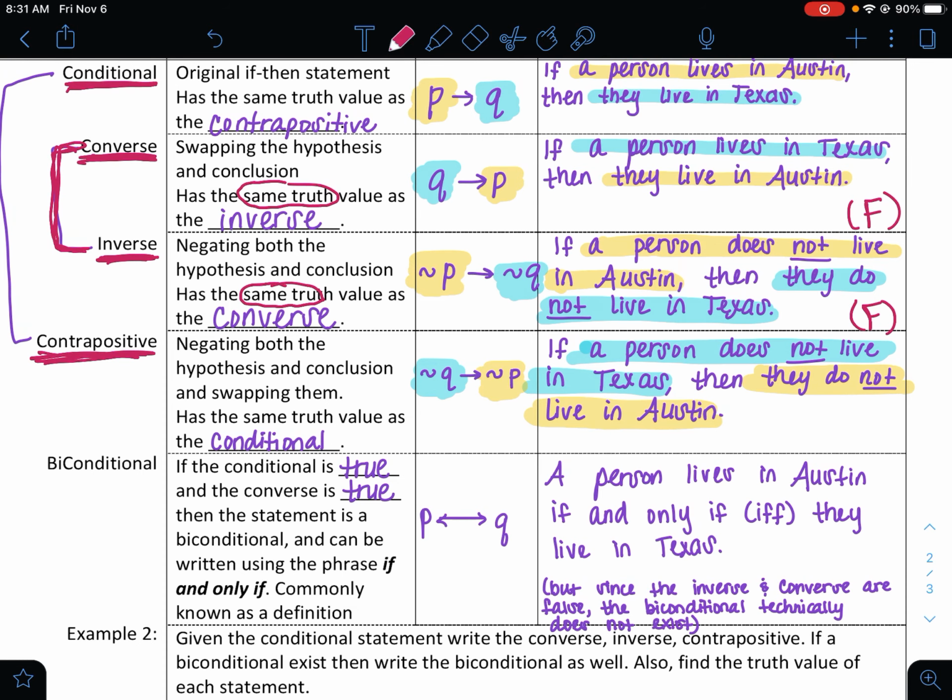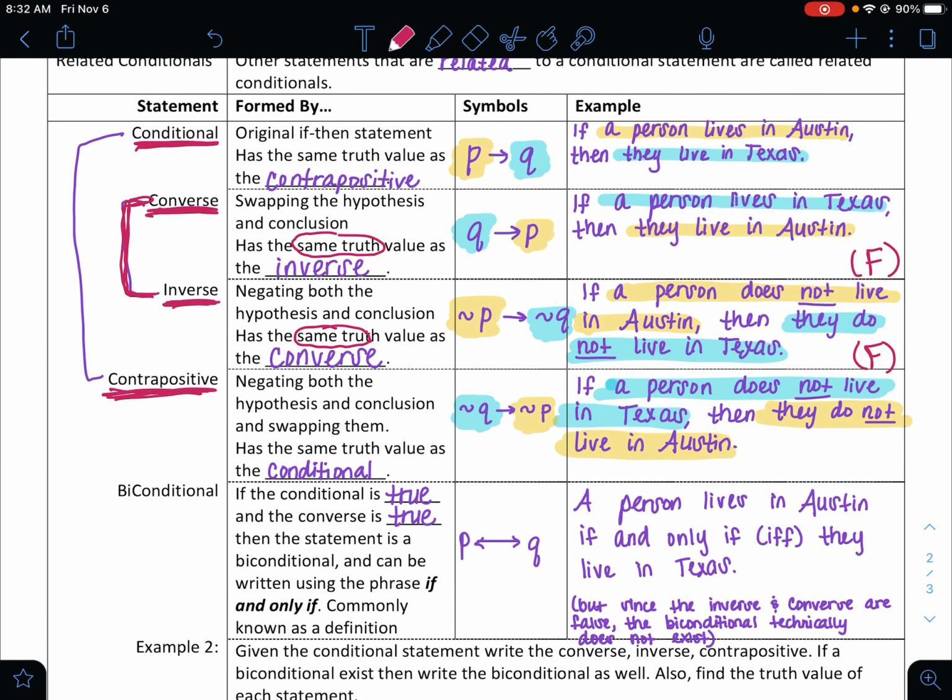All right, now let's talk about the relationship between contrapositive and conditional. As you can see over here on the left side, there's a relationship between contrapositive and conditional. It's the same thing. If one is true, the other is true. If one is false, the other is false. Let's take a look. If a person lives in Austin, then they live in Texas. That is true.